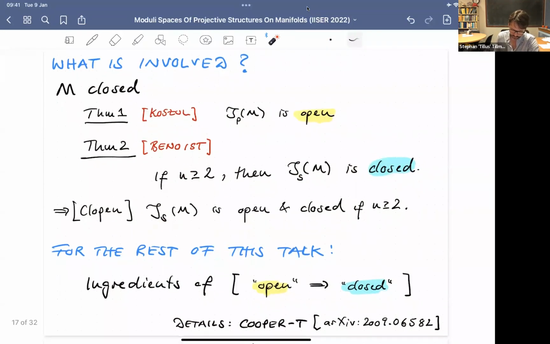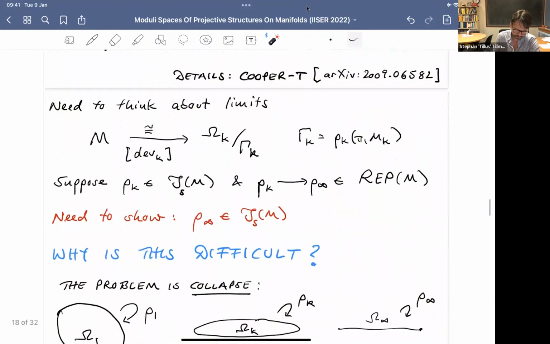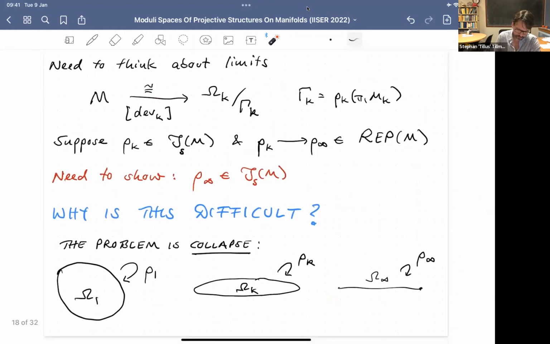What I want to give you is the ingredients, what makes this work. If you want to look at it, there's a paper by Daryl Cooper on the arXiv that focuses just on this case, to make things seem easy. So we need to think about such limits. We have our manifold and our domains divided by some groups. We assume we have a sequence of representations that converges, and we want to show that the limiting representation also comes from a strictly convex projective structure.